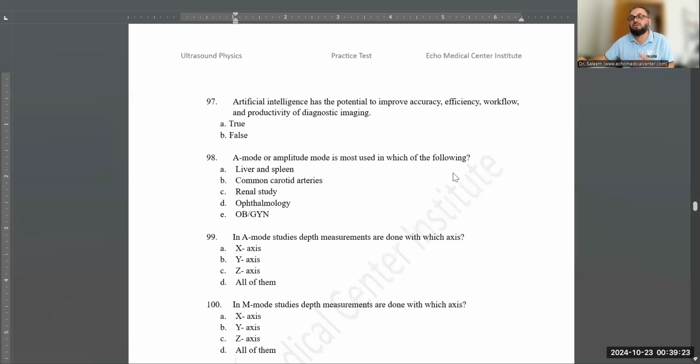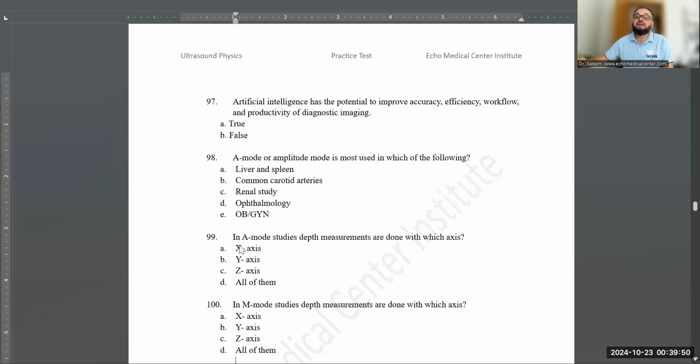Now, A mode or amplitude mode is most commonly used in which of the following modalities? What do you think? Is it in the liver for the liver and spleen evaluation? Is it common carotid arteries evaluation? Is it renal study evaluation when we do the kidney studies? Is it ophthalmology for the eye or is it OB/GYN? What do you think? A mode. Correct. Ophthalmology. Yes. For the eye evaluation. D is the correct answer.